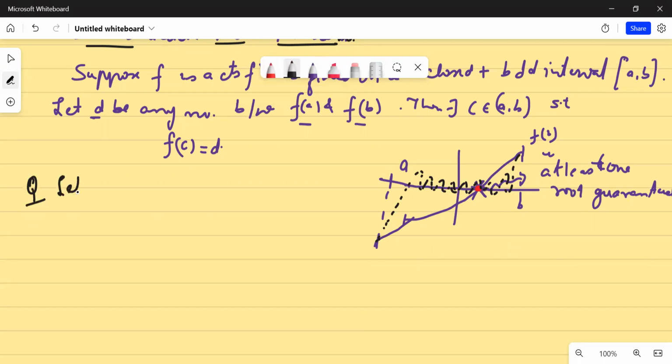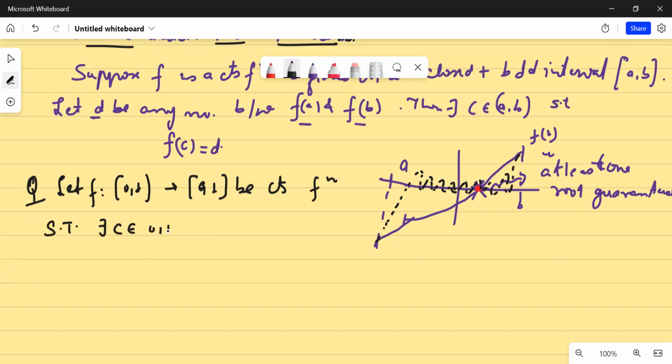Let f be a continuous function defined from the closed interval [0, 1] to the closed interval [0, 1]. Show that there exists some c belonging to the open interval (0, 1) such that f(c) plus 2c to the power 5 is equal to 3c to the power 7.